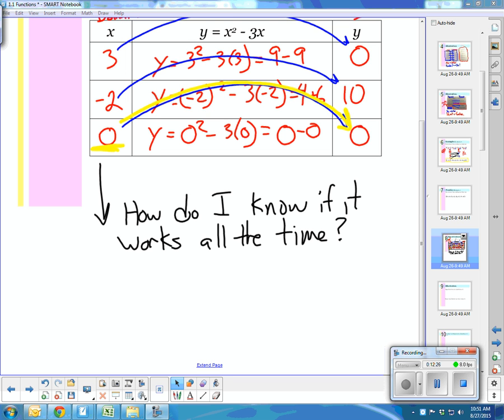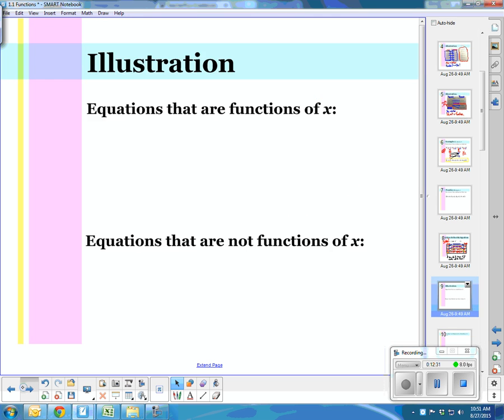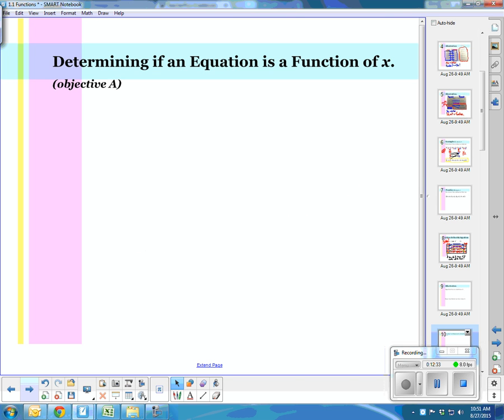One way to determine if the equation is a function of x is to work with it algebraically. And here's how we do it. Determining if an equation is a function of x. So this is still objective A. It's just a different technique.